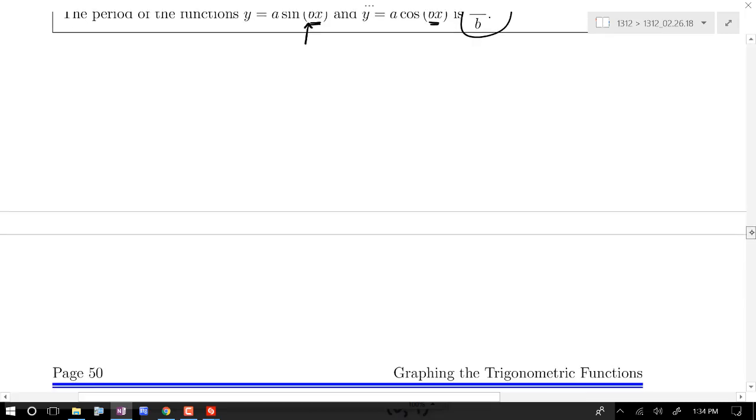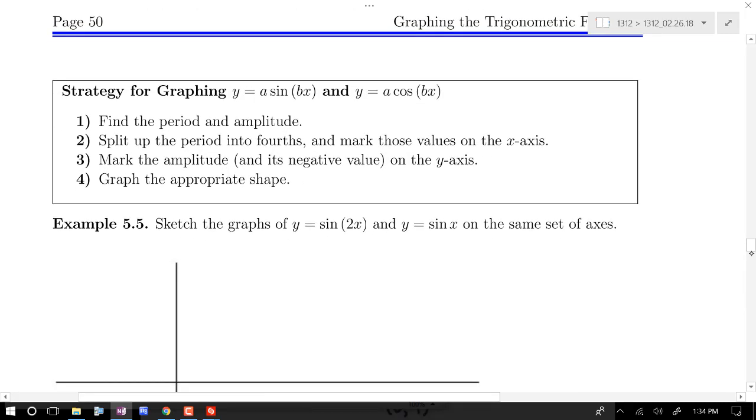So now that we're keeping track of not just amplitude but also period, time for a little bit of a procedure. When you're given the function in the form of an equation, find the amplitude, find the period. Then you want to split up that period into fourths, mark that along the x-axis, mark your amplitude plus and minus on the y-axis, and then sketch whatever the shape is. So whether it's a sine curve that starts at 0 or a cosine that starts at one of the extremes.